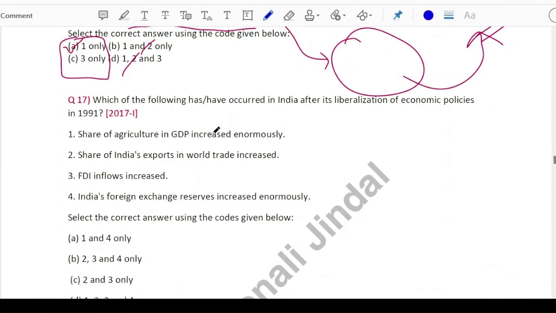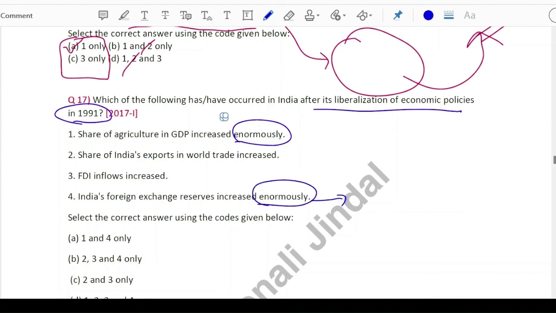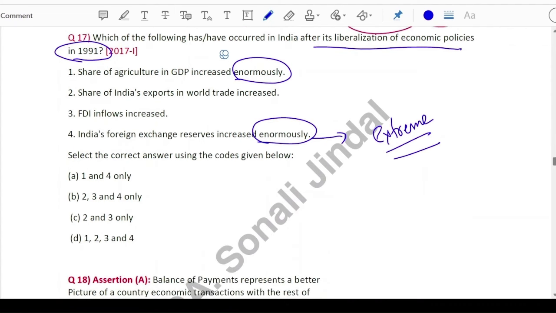Which of the following has or have occurred in India after its liberalization of economic policy in 1991? Let's read first statement. Share of agriculture in GDP increased enormously. Here I want to show this enormously word is extreme word. So you need to pay attention to this. Like we can think first and four can be wrong. We are aware that after 1991, rather share of agriculture has decreased from around 50% to 70% of the GDP. So first statement is wrong.